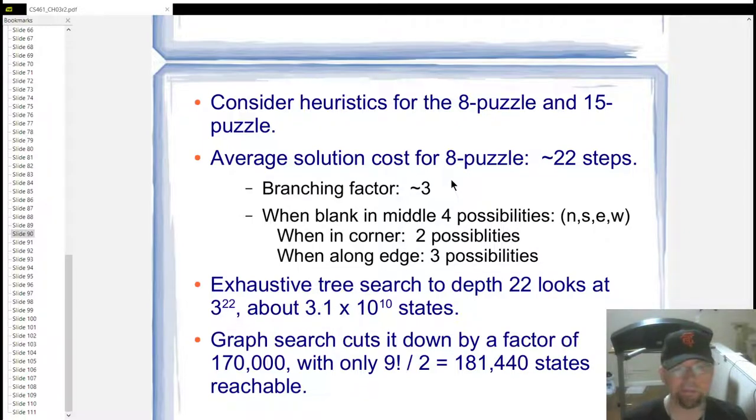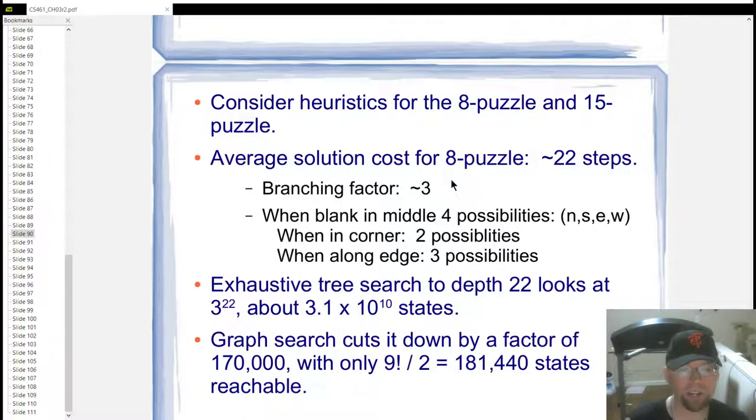Now, if we take a look at a situation where the blank is in the middle, you've got 4 possibilities: north, south, east, west. And when the blank is in a corner, there are 2 possibilities there.